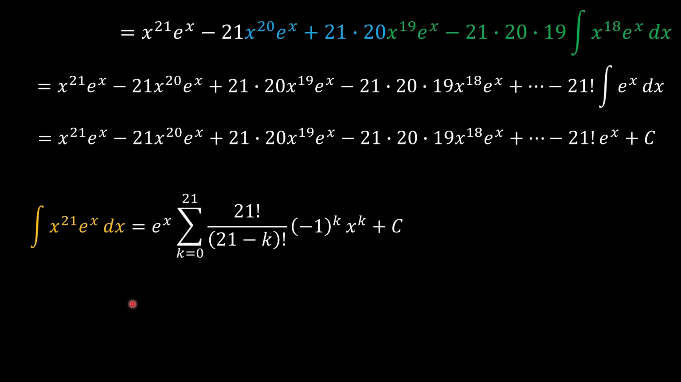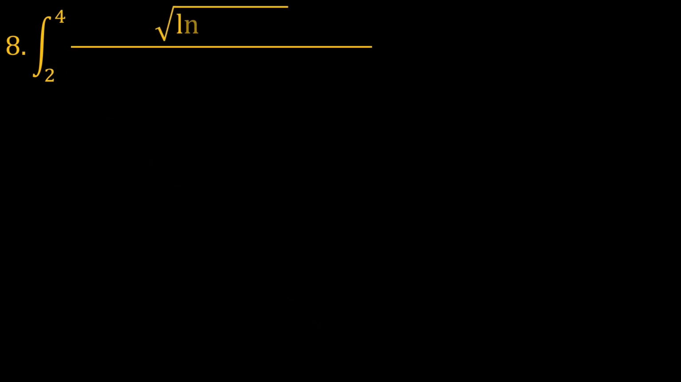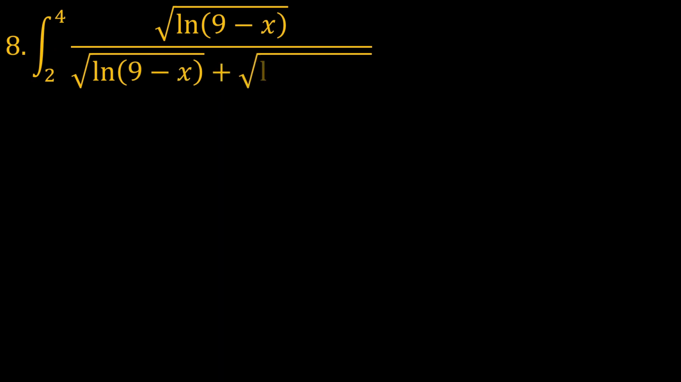So let's move forward to the next problem. On to problem number 8. The definite integral from x equals 2 to x equals 4 of the square root of natural logarithm of 9 minus x, over the square root of natural logarithm of 9 minus x plus the square root of natural logarithm of x plus 3.